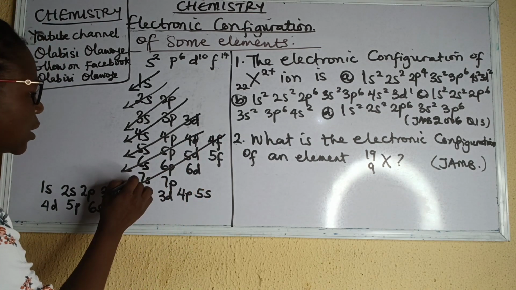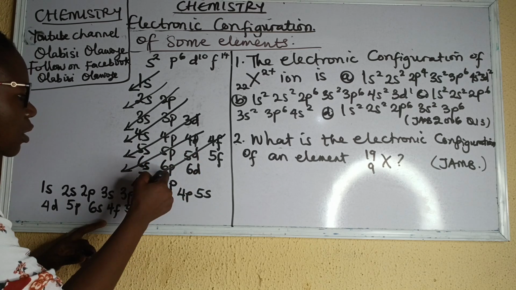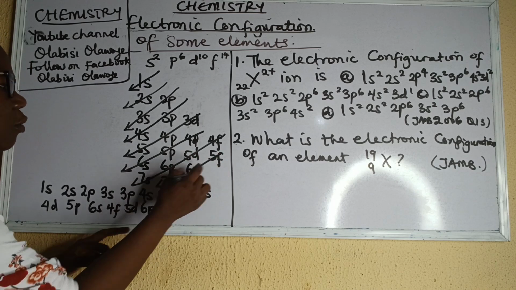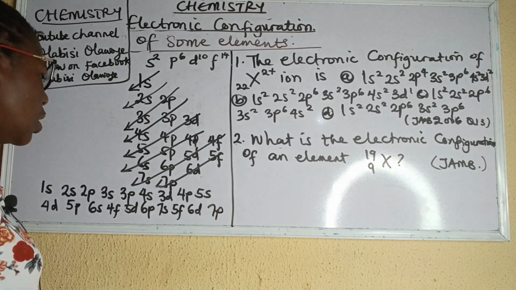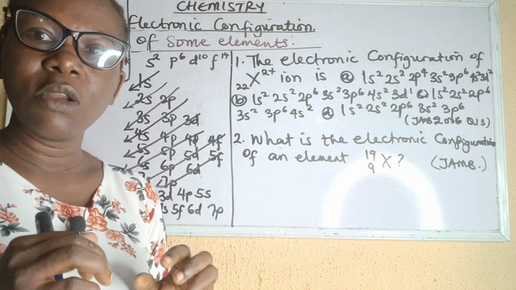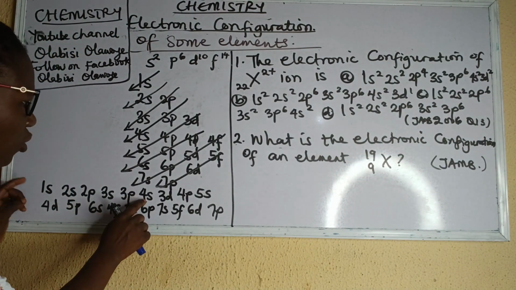Now the next one is 4f, starting from the edge, followed by 5d, then 6p, followed by 7s, and lastly we have 5f, followed by 6d, and then 7p. Now, bear in mind that the lower energy level comes first, and it depends on the number of electrons they can accommodate. So the energy level numbers here don't really matter.